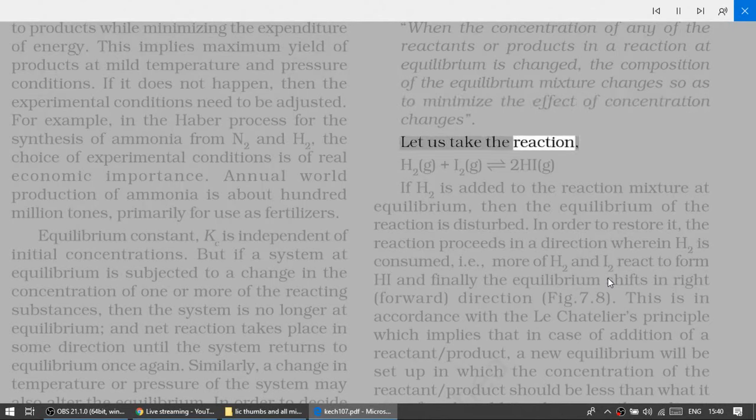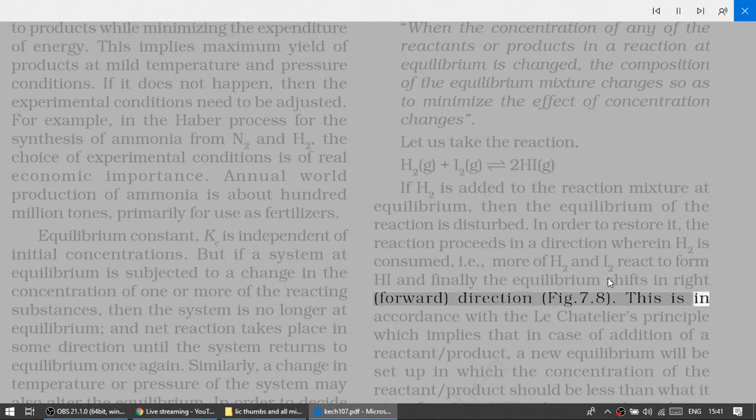Let us take the reaction H2(g) + I2(g) ⇌ 2HI(g). If H2 is added to the reaction mixture at equilibrium, then the equilibrium of the reaction is disturbed. In order to restore it, the reaction proceeds in a direction wherein H2 is consumed, i.e., more of H2 and I2 react to form HI, and finally the equilibrium shifts in the right, forward, direction, Fig. 7.8.